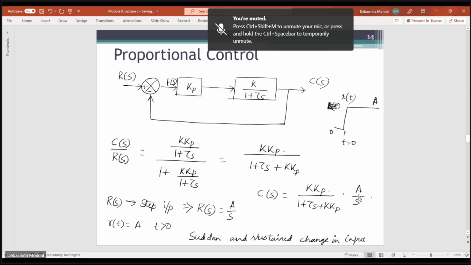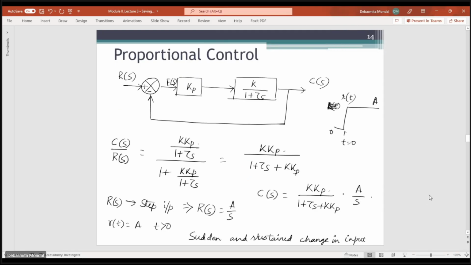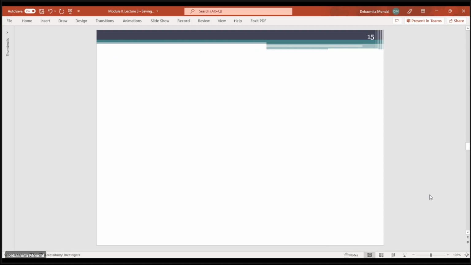So from this equation, you have C(s) equals to... now what you can do is, if you want to find the value of C(t), you have to take the inverse Laplace of C(s). So I'm just writing the final expression. You can do the inverse Laplace of the previous equation and you will come up with K Kp into 1 minus e to the power minus t by tau 1, where the value of tau 1 is equal to tau by 1 plus K Kp.